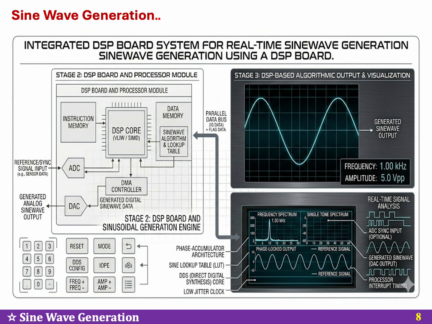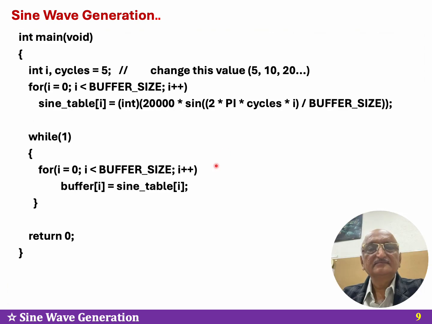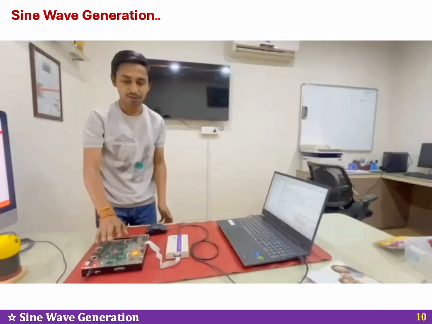So this is the schematic diagram of sine wave generation with the help of AI. Sine wave generated on the screen. This is the code for sine wave generation. This is DSP board.